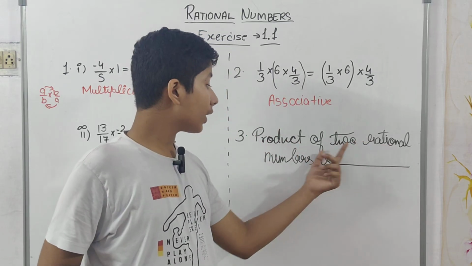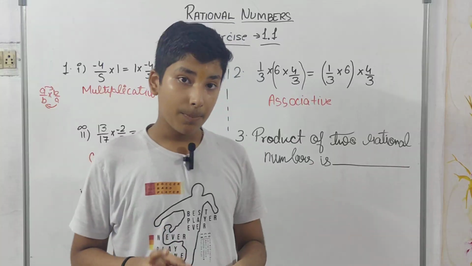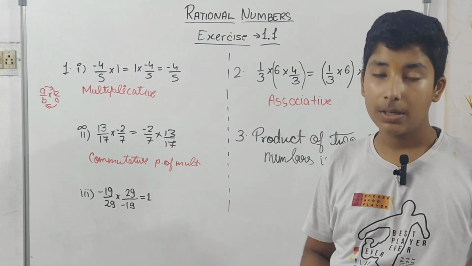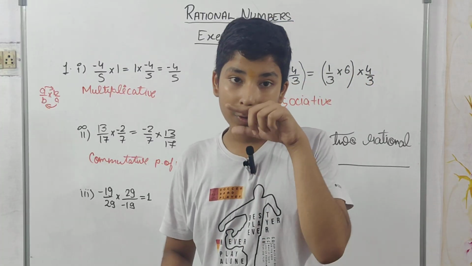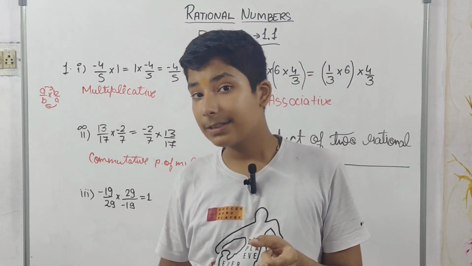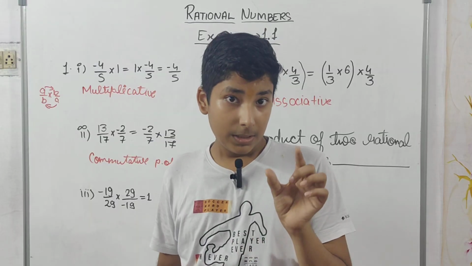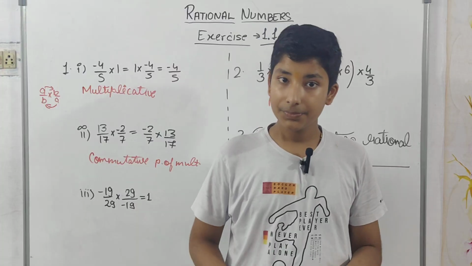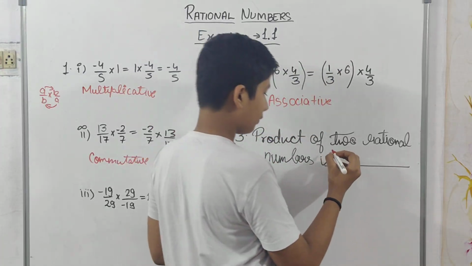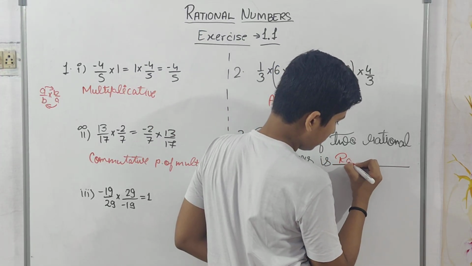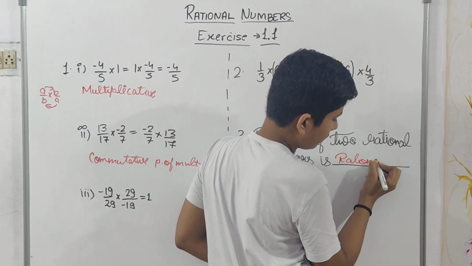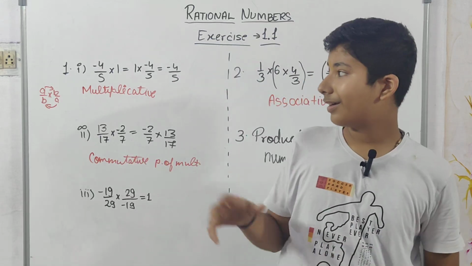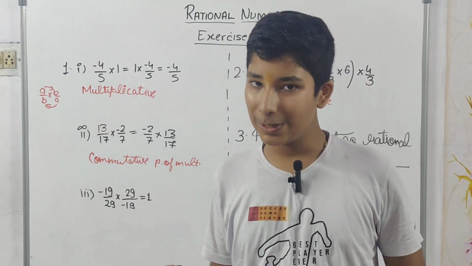Now, the product of two rational numbers is, remember, if you multiply rational with rational, it would be a rational number. Rational with irrational would always be irrational. Irrational with irrational would sometimes be rational, sometimes irrational. So it would be rational. I hope you have understood this. Okay, this was our whole chapter, very small.